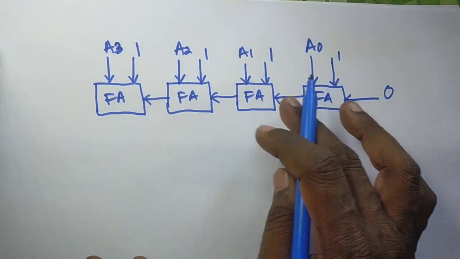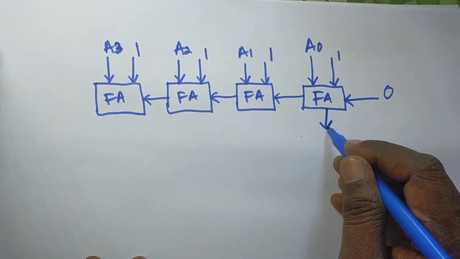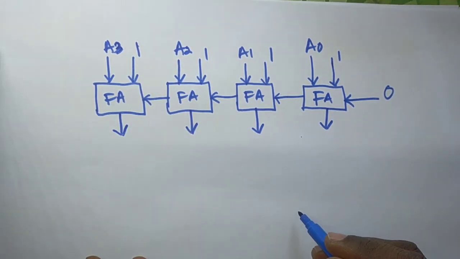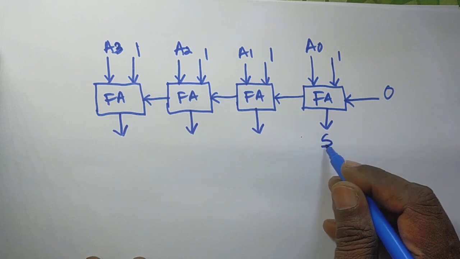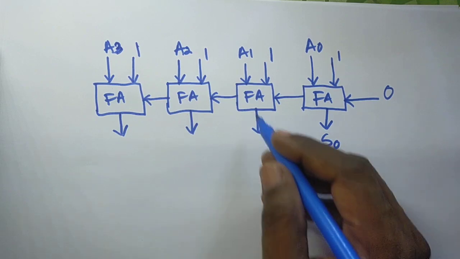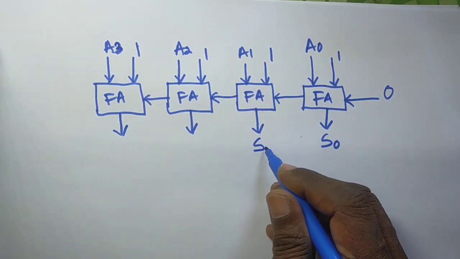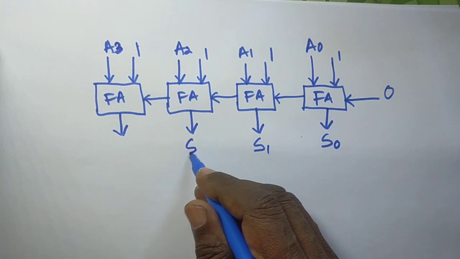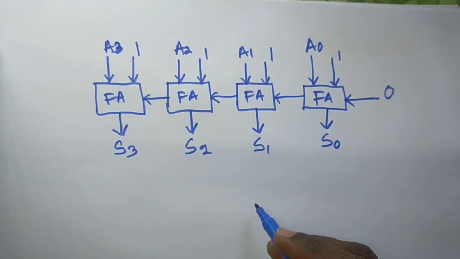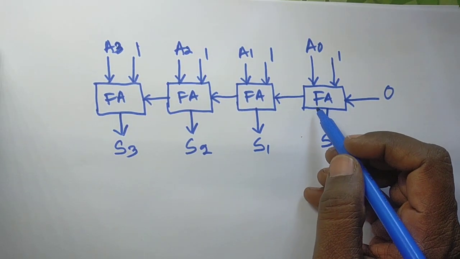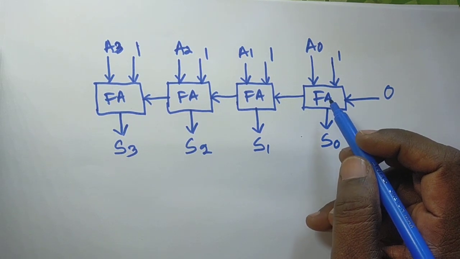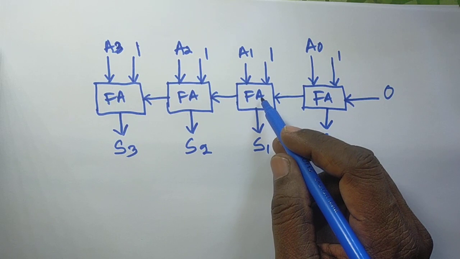But whenever it adds, that is carry bit to add, it also has its own summation of data, sum of data. You can find it in this way. In that case, we can write S0 because A0 plus 1 is S0, A1 plus 1 is S1, A2 plus 1 is S2, A3 plus 1 is S3. So whenever it adds, a sum is there, and some carry bit we can also get. Then the carry bit passes to the other full adder.